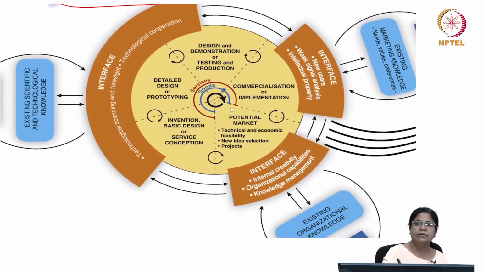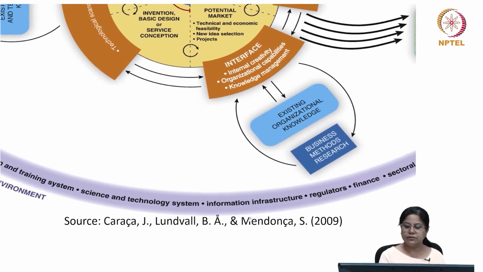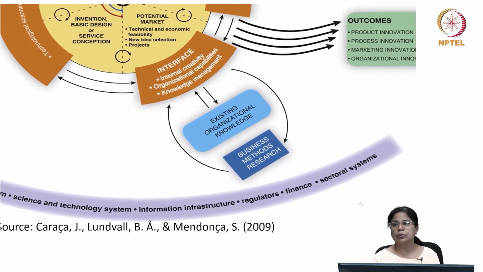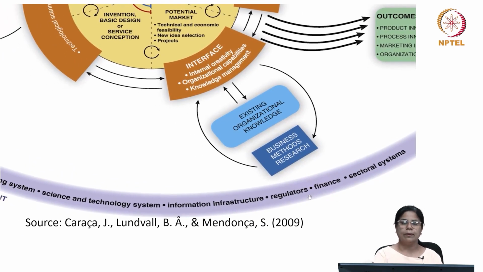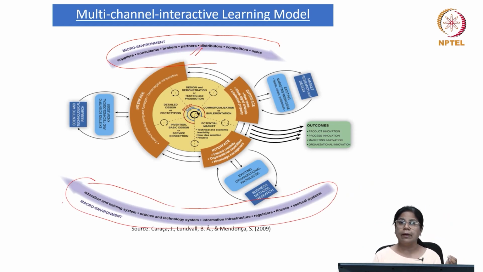And then what you have is a macro environment. What does this macro environment entail? The macro environment entails the education and training system, science and technology system, information infrastructure, regulators, finance, and the sectoral systems of innovation. So on the one hand, you have the microenvironment which we talked about, and then there is a macro environment where the firms will have an important source of learning and an important source of building on the existing state of knowledge.